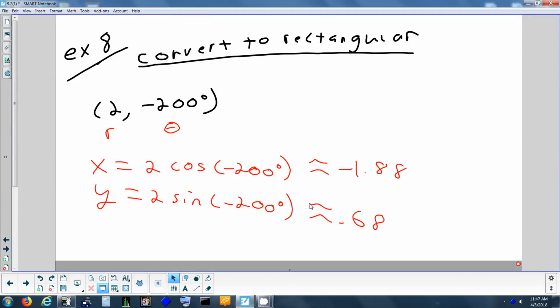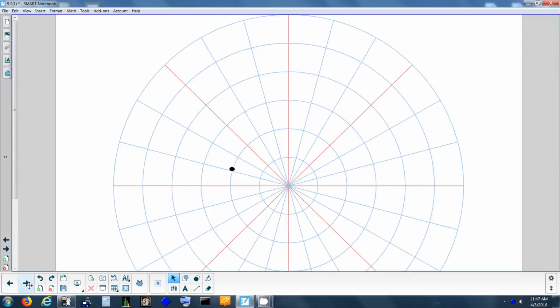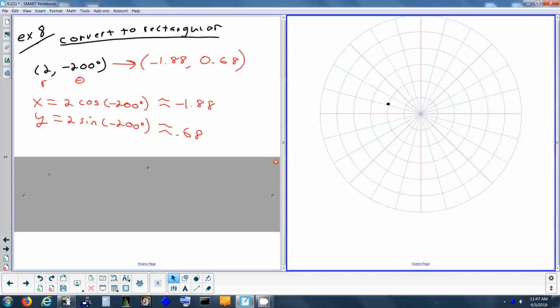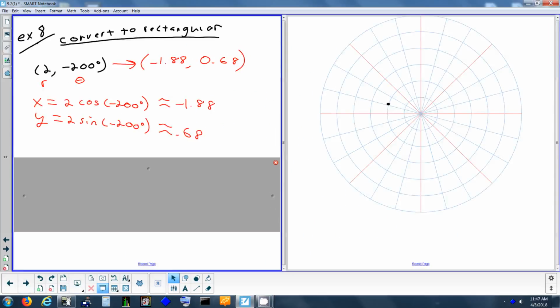Okay, so converting that point to rectangular, just write it as a coordinate. Negative 1.88, comma 0.68. Okay, that's how you change it to rectangular. Now I'm going to show you something that's kind of neat, something you can do on the smartboard.